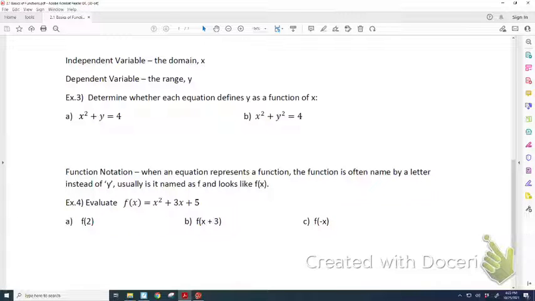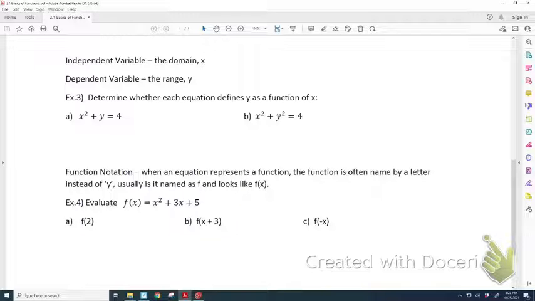This is the second half of the 2.1 notes. We covered these on Thursday, and we looked at how to determine if something is a function or not. So on number 3, we have two equations, and we need to determine if it's a function. There's two ways to do it.